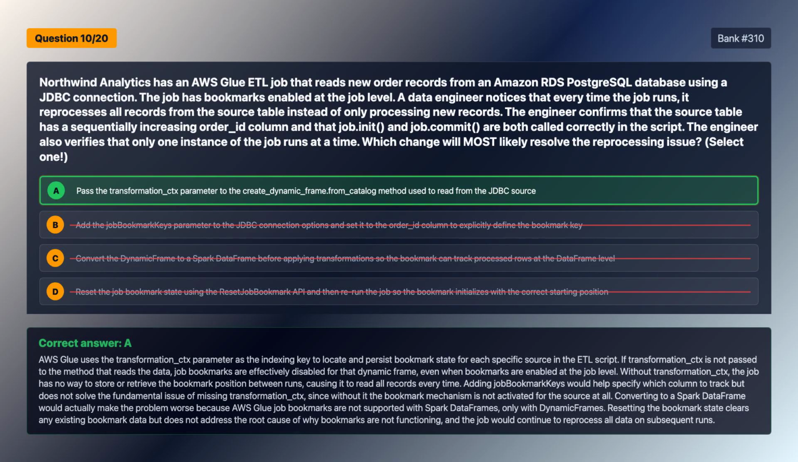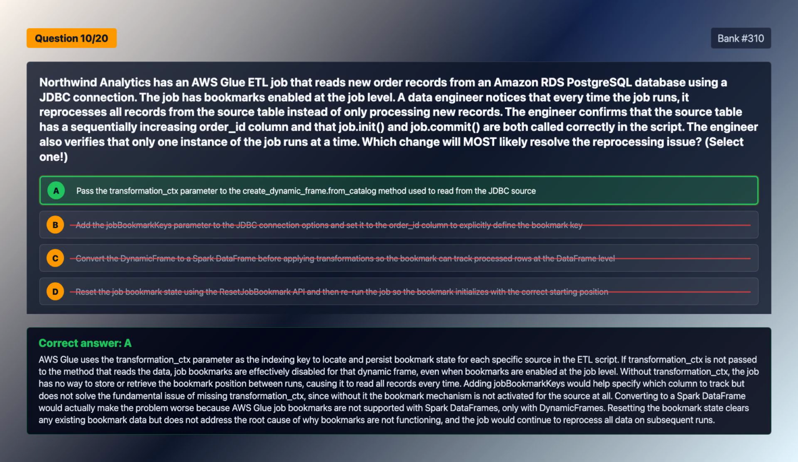The correct answer is option A. AWS Glue uses the transformation_ctx parameter as the indexing key to locate and persist bookmark state for each specific source in the ETL script. If transformation_ctx is not passed to the method that reads the data, job bookmarks are effectively disabled for that dynamic frame, even when bookmarks are enabled at the job level. Without transformation_ctx, the job has no way to store or retrieve the bookmark position between runs, causing it to read all records every time.